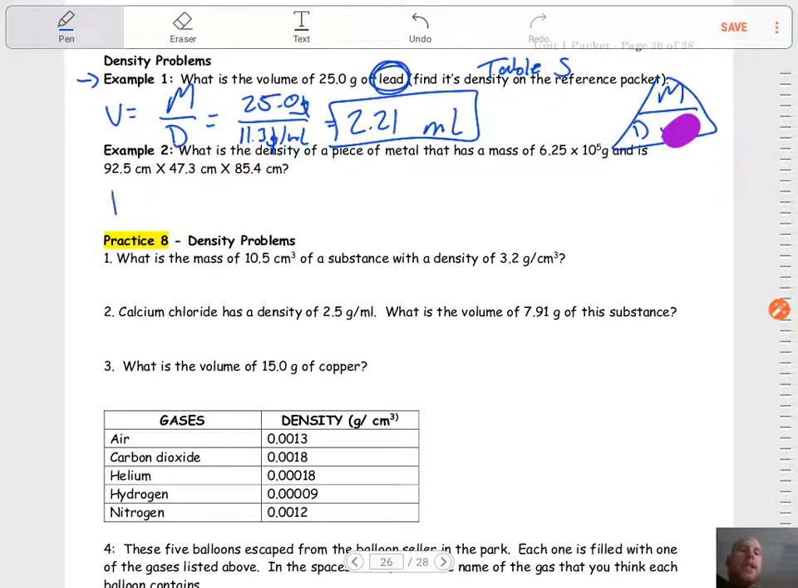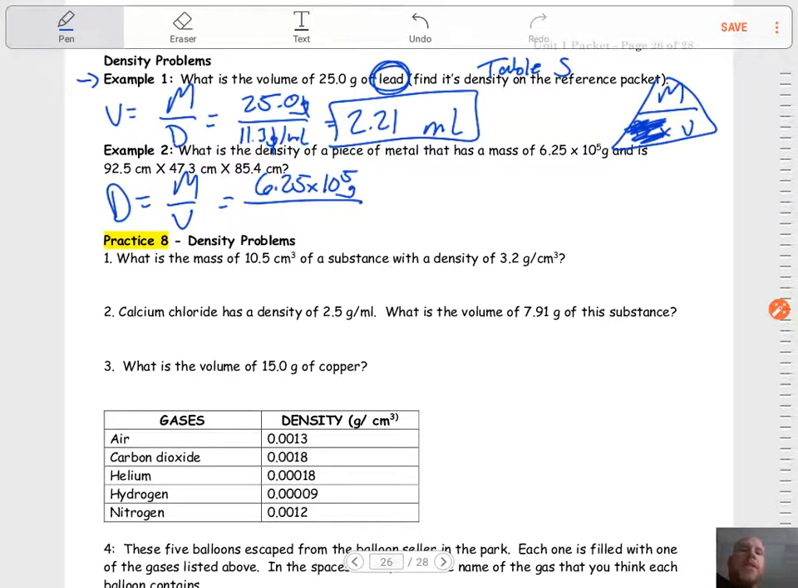Example 2, it says, what's the density? So we know right away our density formula is D equals M over V. Cover up that D. What's left? There's our formula. So we have a mass. Oh, it's scientific notation. 6.25 times 10 to the 5th grams. Ooh, but what about our volume? Are we given the volume directly here? No, but we're given its linear measurements, so we can multiply those together.